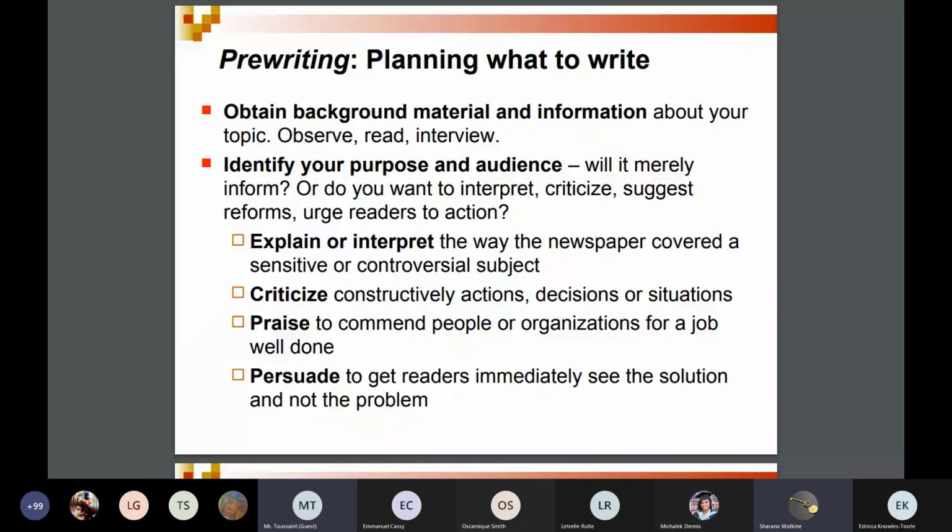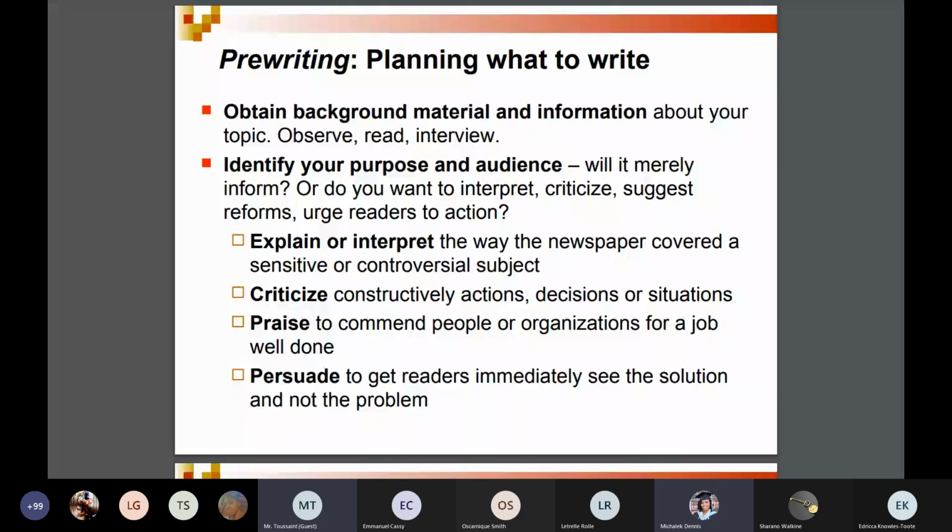And here we see four main purposes, four main types. We see explain or interpret the way the newspaper covered a sensitive or controversial area. So it explains what's going on and what the newspaper covered that day. You have criticize, and we read an example of that with the death. Criticize actions, decisions, or situations. Praise is another main type of editorial, to commend people or organizations for a job well done.